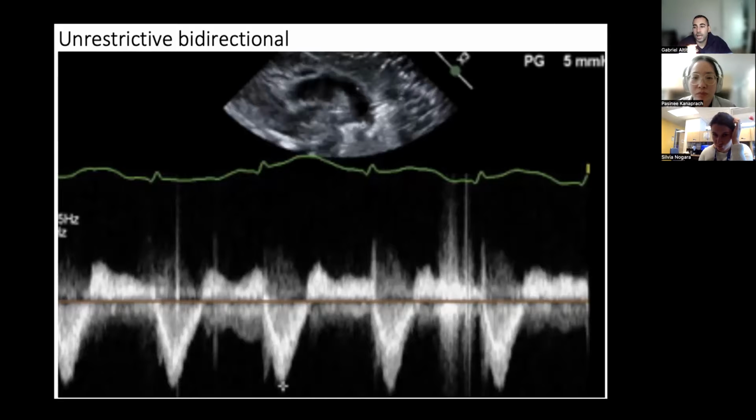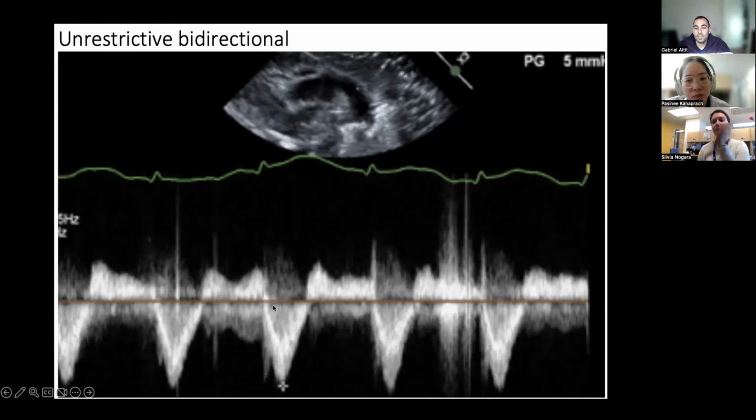So we actually induced that. We gave PGE, we opened the PDA, and what happened is that the pressure in the pulmonary compartment became isosystemic. And now you get a larger volume shunt from your RV to your descending aorta. Obviously there's differential saturation, but it allows the RV to recover because it pops off the RV.